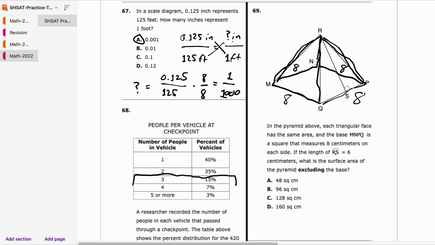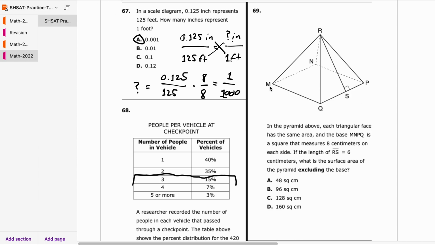If the length of RS is 6 centimeters, so this is our RS, we're told that this is 6. What is the surface area of the pyramid excluding the base? Okay, so we want to know the surface area of the pyramid excluding the base. Let me solve this because this might be a little confusing.